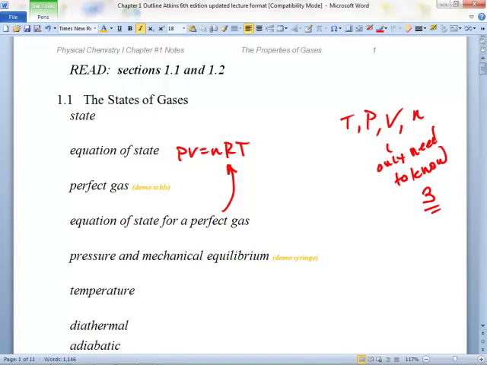Van der Waals. The Van der Waals equation of state was another one. Okay, and I think we might get to that. Okay. Pressure and mechanical equilibrium. Oh, I forgot to bring it. Well, I guess this is a good example of pressure at mechanical equilibrium, right?